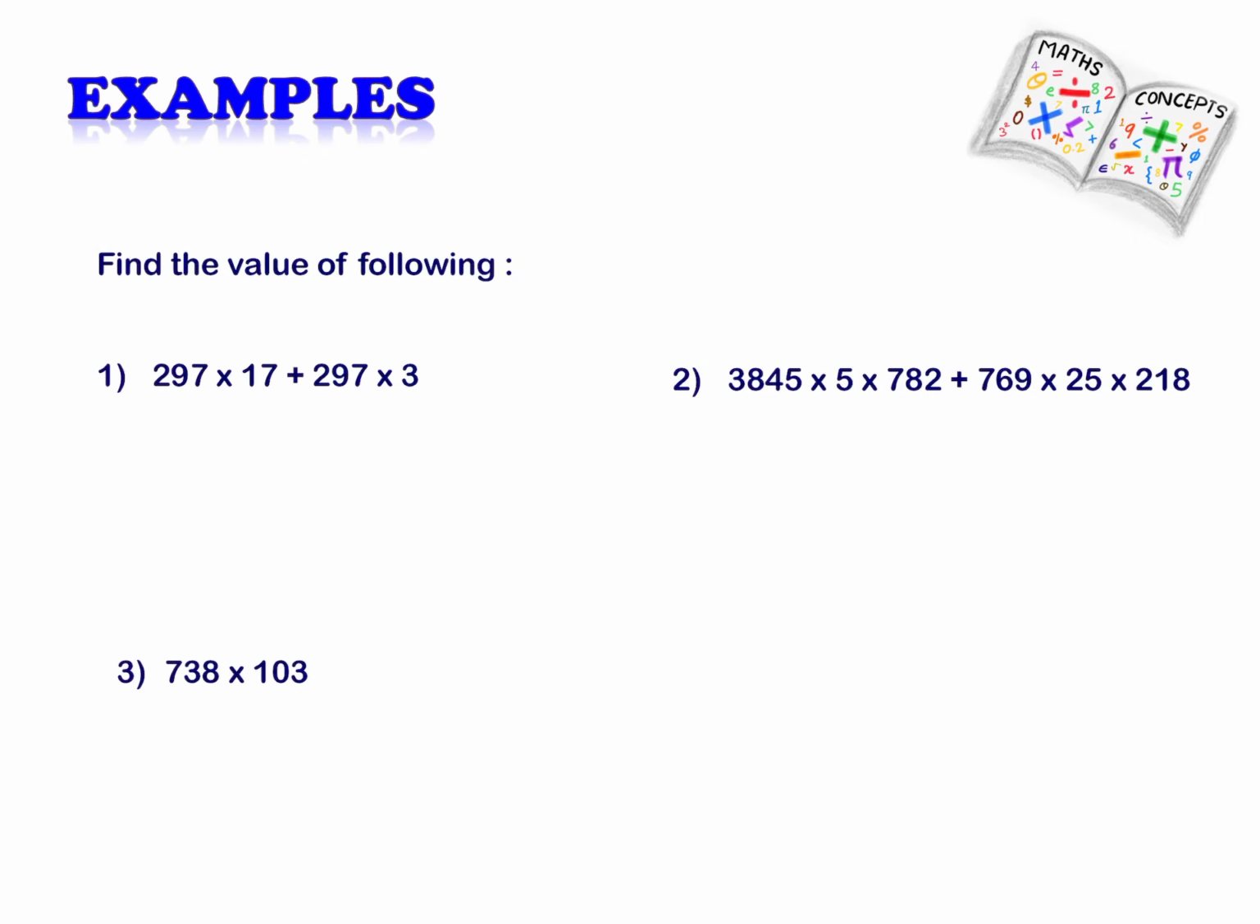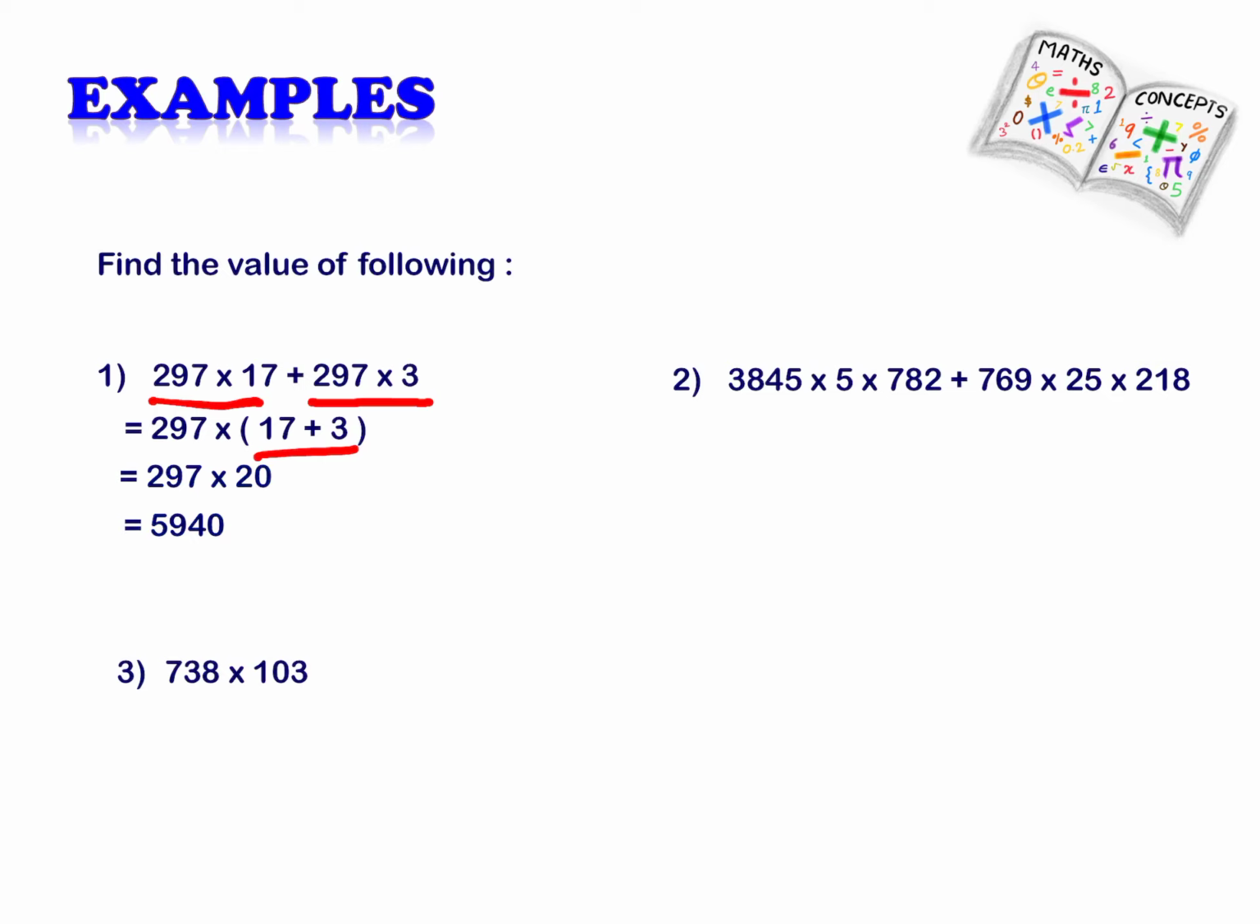Now let's solve few examples for this. First one is 297 into 17 plus 297 into 3. Here on the both sides of plus sign we see there is one common number, that is 297. So we will bring that number to the left side and we will add 17 plus 3. This will make our calculations easy. Why? Because 17 plus 3 is 20, and multiplying 297 by 20 is much more easier than multiplying it by 17 and 3 separately and then adding them together. Okay, so this gives me answer as 5940.